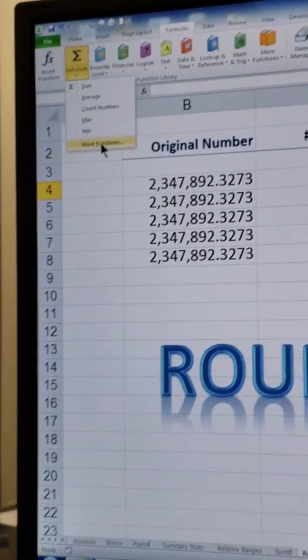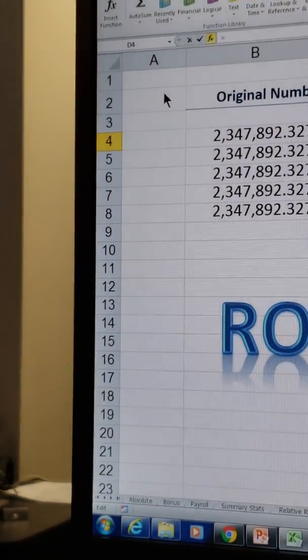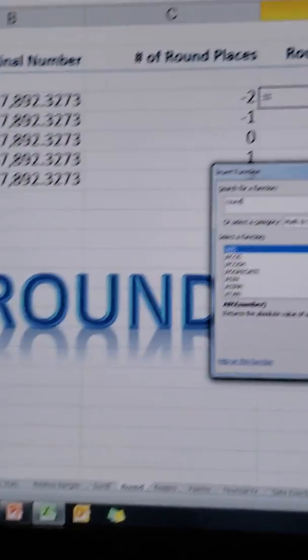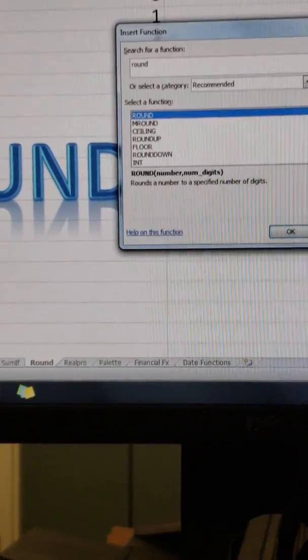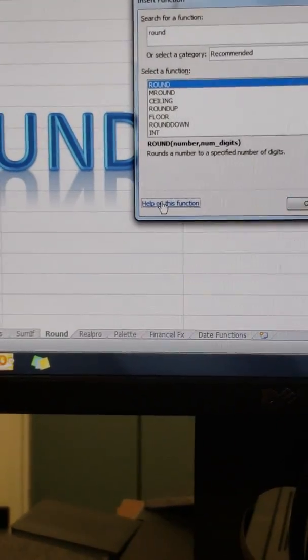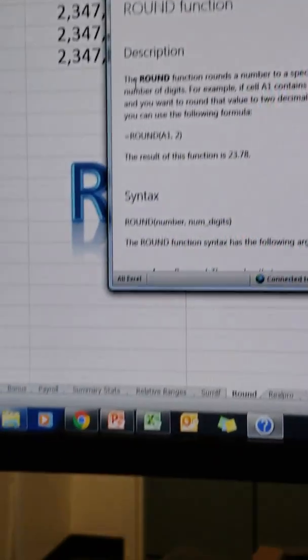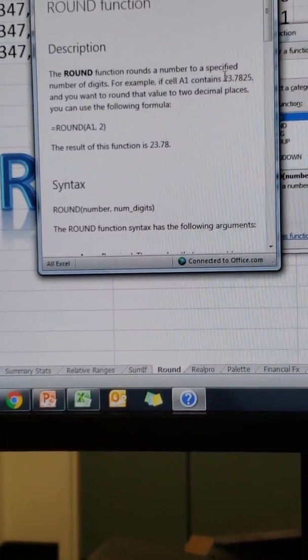Everybody want to try it this way? Sure, why not, right? What do we got to lose? More functions. I'm just going to type round. And then after I type it, I'm going to click go. And there is the round function. Now remember, help is always there. If you're totally foreign to this, it gives you a really good description. The round function rounds a number to a specified number of digits.